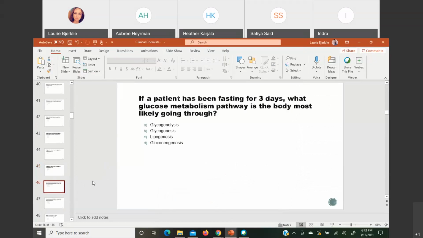If a patient has been fasting for 3 days, what glucose metabolism pathway is the body most likely going to go through? If they have been fasting for 3 days, what pathway are they going to use?